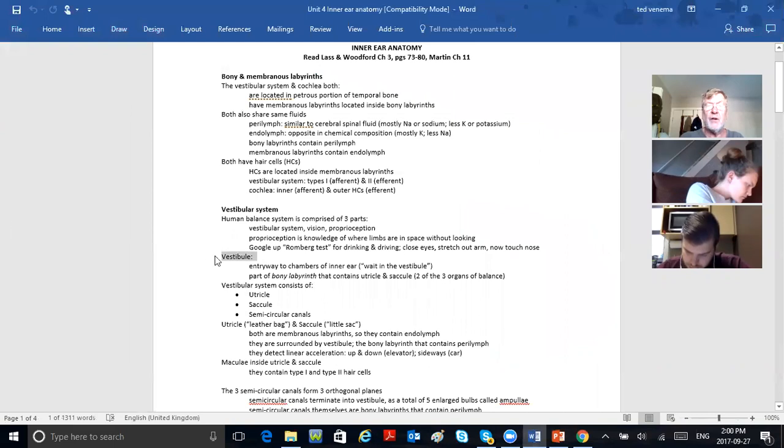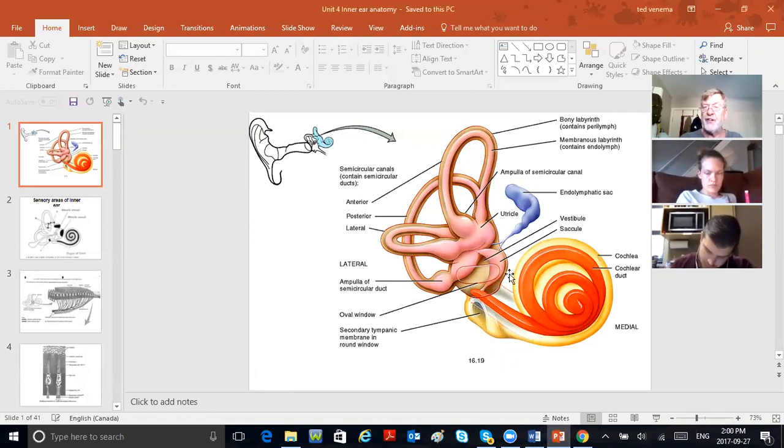So now when we look, the vestibule is the entryway. That's where the oval window ends or opens into. This is the vestibule. Step into the vestibule, into the apartment.